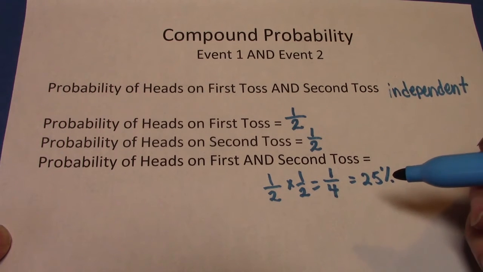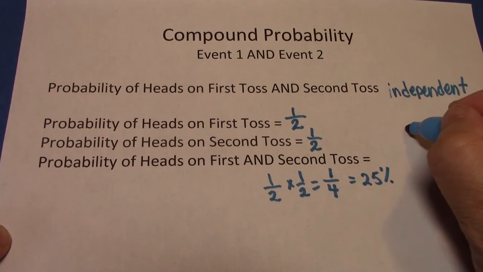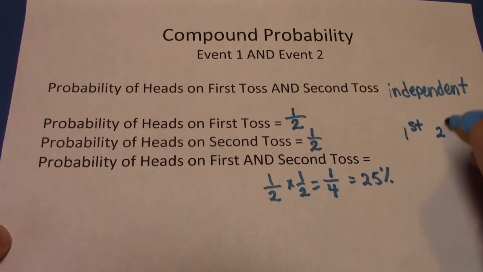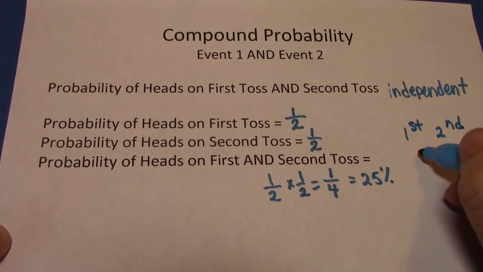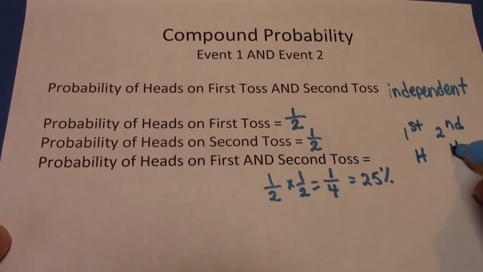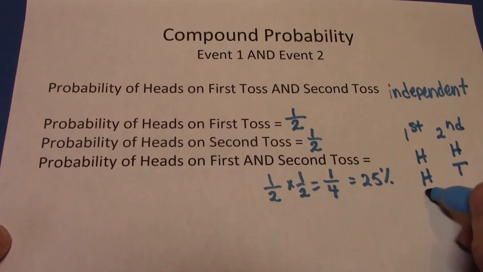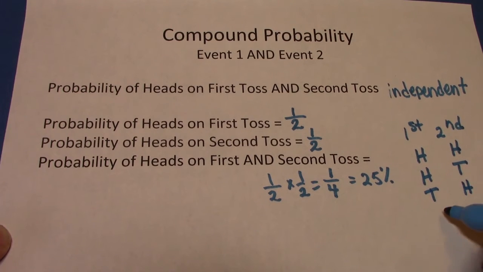Here's another way to think about that. On your first and second toss, you could get heads and then heads, or heads and then tails. You could get tails and then heads, or tails and then tails. Those are the 4 possibilities of what could happen. But we're only talking about heads and heads, and that's 1 out of the 4 possibilities.